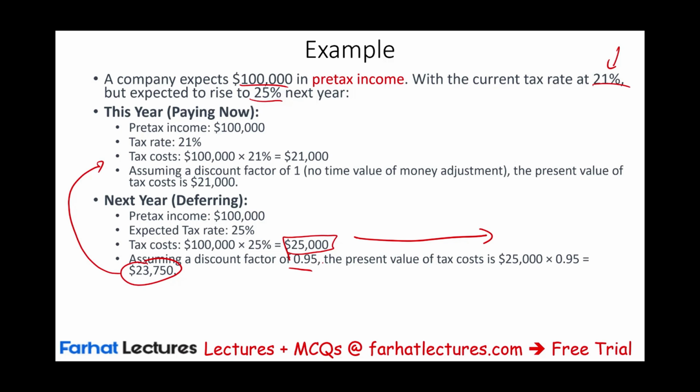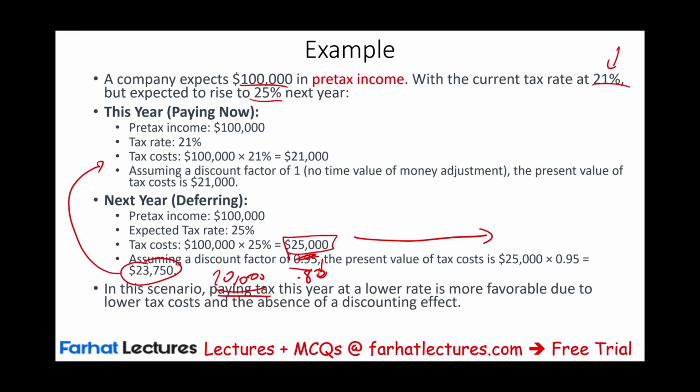But if the present value factor was low enough, let's do 0.8. If we take 25,000 times 0.8, that equals 20,000. If your factor is 0.8, it means when we discount the money, you paid less taxes if you defer it. So for now, based on the original scenario, paying the taxes this year at a lower rate is more favorable. Although next year you're deferring your payment for a year, it's not worth it because the tax rate offsets the discount factor.